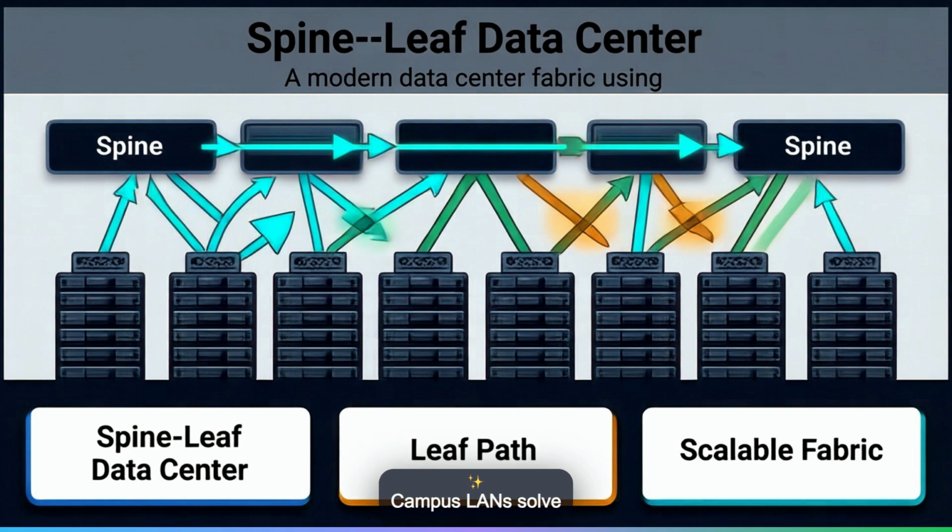Campus LANs solve north-south traffic, client to server. But data centers? They're built for east-west traffic, server-to-server communication. Virtual machines talking to databases, application servers talking to caches. The traditional 3-tier campus design creates bottlenecks for this pattern. Enter spine leaf, also called Clos architecture.